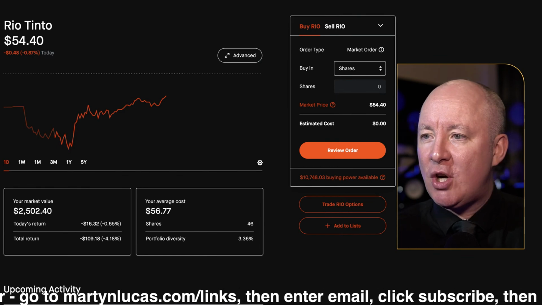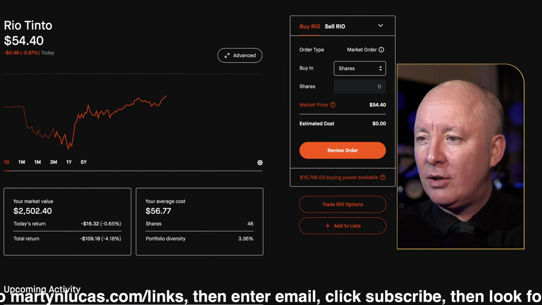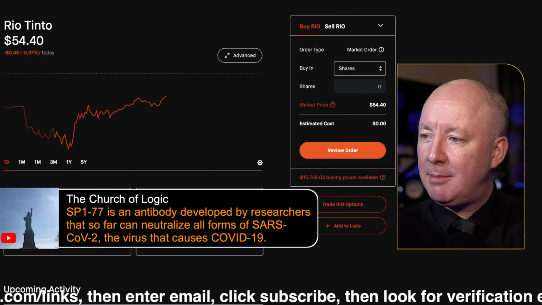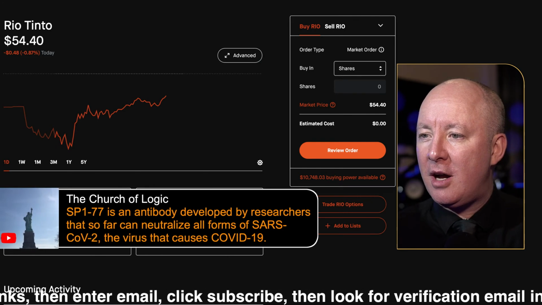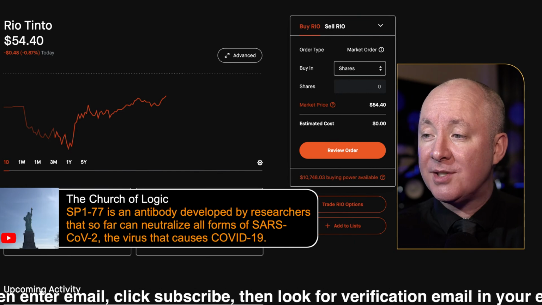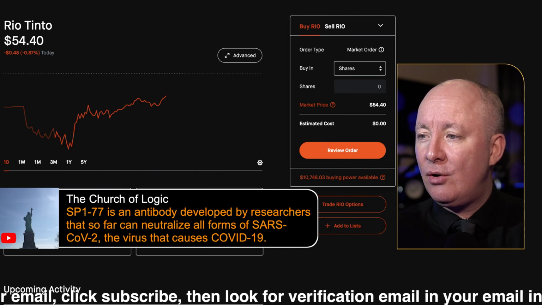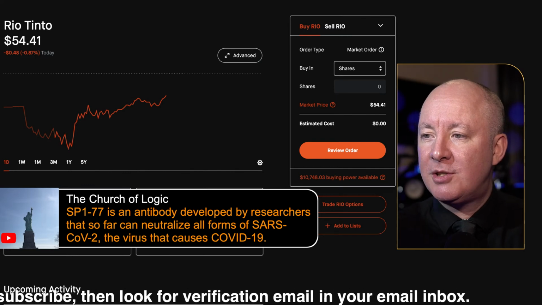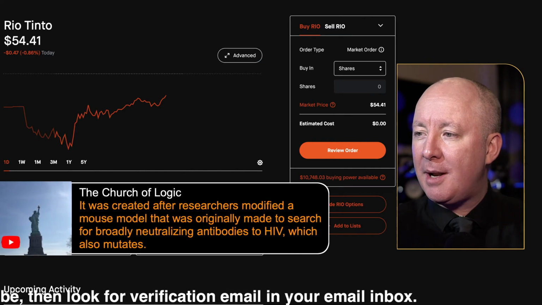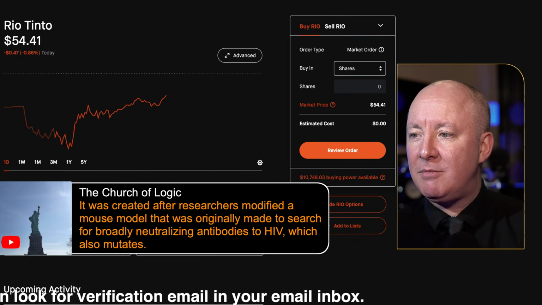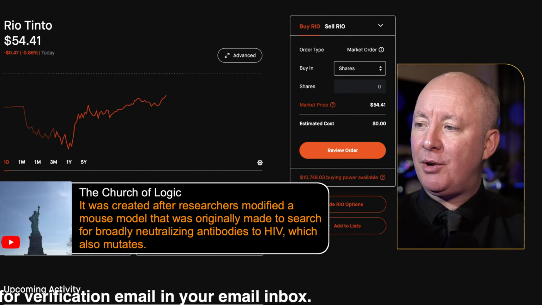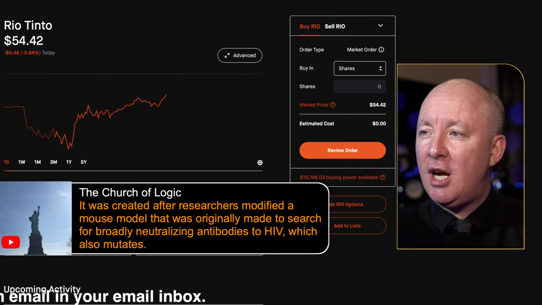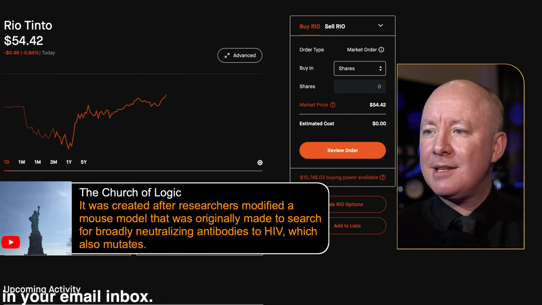Yes, let's read some of these comments out. Let's have a little look. Evening boss, says Tom. SP177 is an antibody developed by researchers that so far can neutralize all forms of SARS-CoV-2, the virus that causes COVID-19. It was created after researchers modified a mouse model that was originally made to research the broadly neutralizing antibodies of HIV, which also mutates. Good stuff, Church. What's the stock related to that?